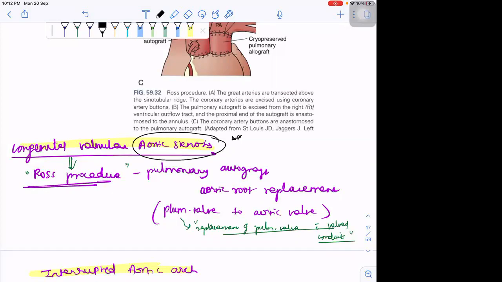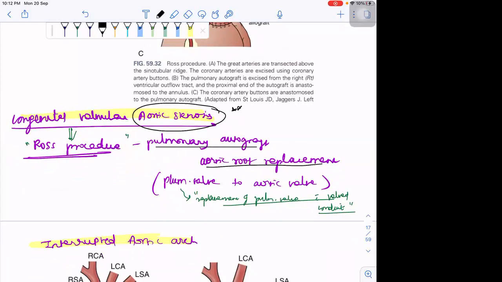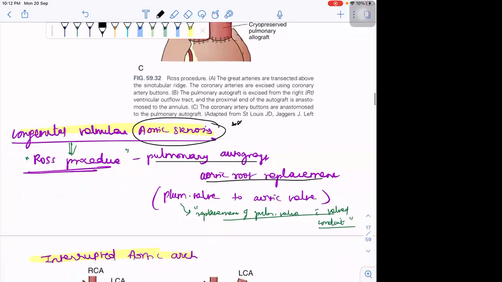Okay, what is a Ross procedure? They will ask about the Ross procedure. So the Ross procedure is a pulmonary autograft, a pulmonary autograft aortic root replacement. Simply, you are replacing the aortic valve with the pulmonary valve.